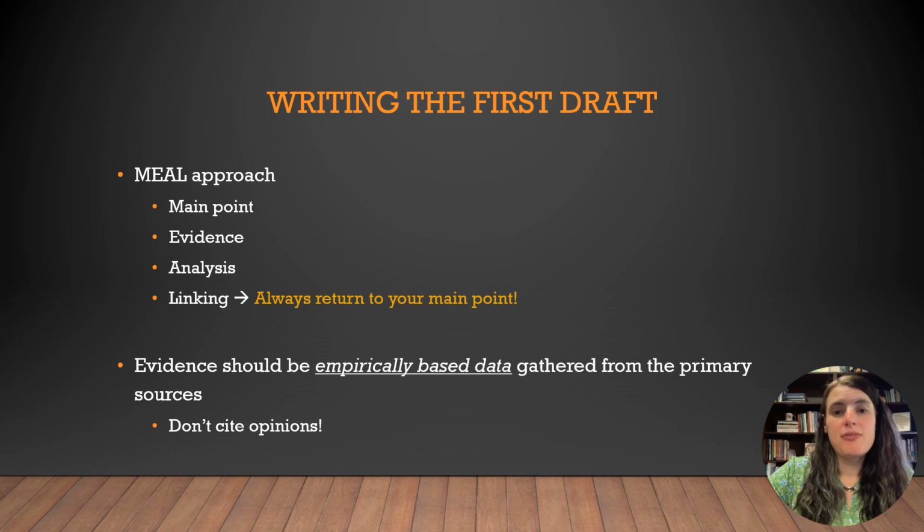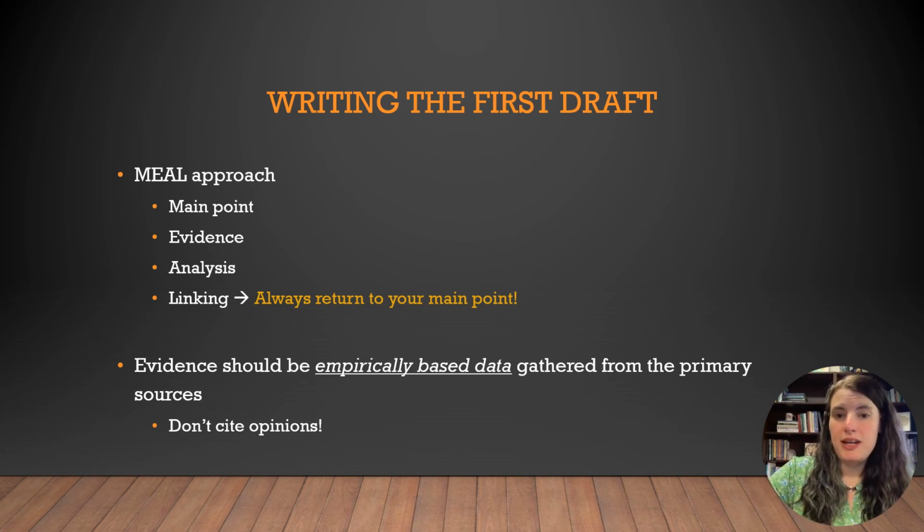Finally, it's time to get writing. One of the best ways I've seen to describe literature review paragraph construction is the MEAL approach to writing, which stands for main point, evidence, analysis, and linking. Main point opens up the paragraph. It explains what the paragraph will be focusing on.